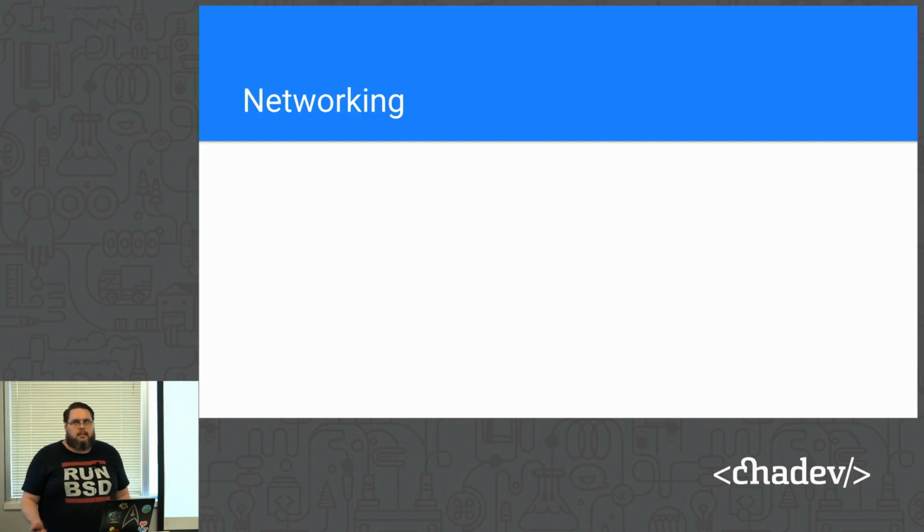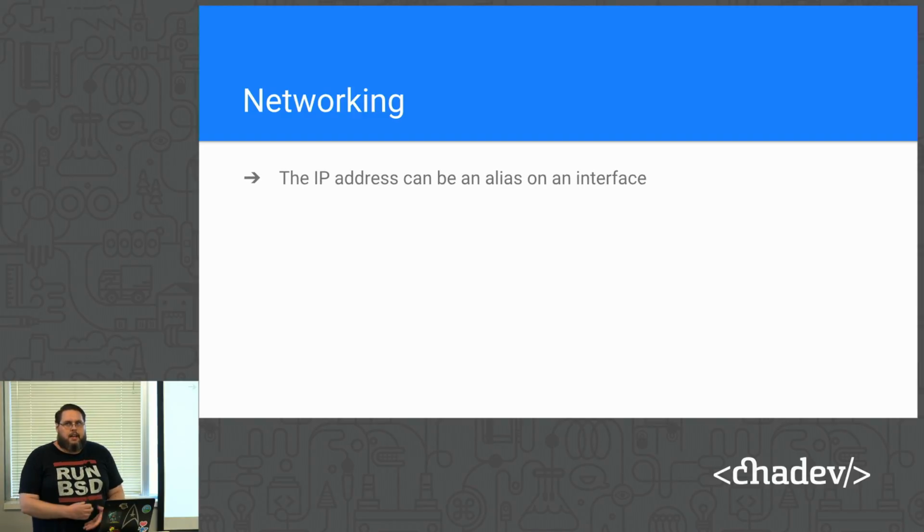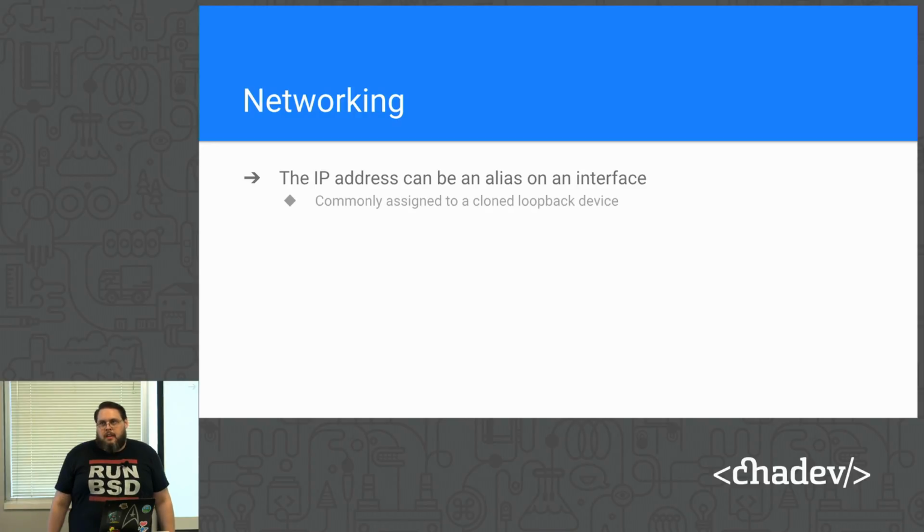And then, so a little on the networking. It's typical that when you define your IP address for the jail, you will assign it as an alias to an interface. And some people even go as far as cloning the loopback interface. So instead of having lo0, you'd have an lo1, and you put all of your IP addresses for your jails on that.